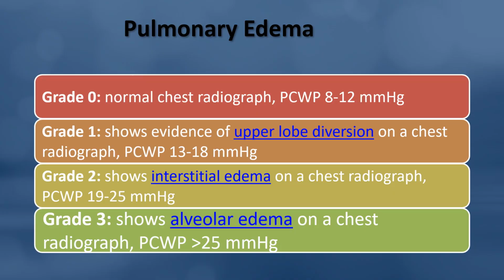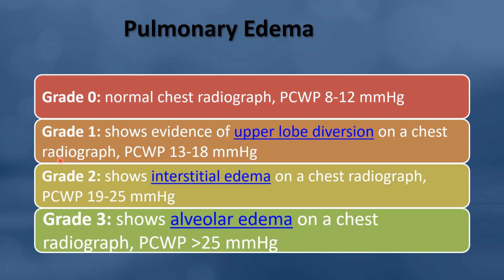On chest X-ray, there is a grading of pulmonary edema. In grade 0, the chest radiograph is normal, with a normal pulmonary capillary wedge pressure of 8 to 12 millimeters of mercury. Grade 1 shows evidence of upper lobe diversion on a chest radiograph, and the pulmonary capillary wedge pressure will be between 13 to 18 millimeters of mercury.